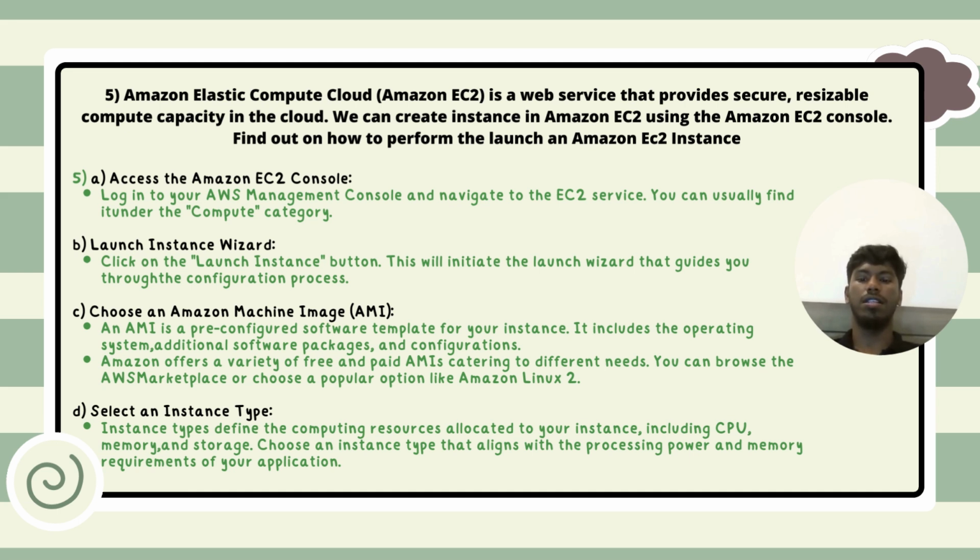Next step is Launch Instance Wizard. Click on the Launch Instance button. This will initiate the launch wizard that guides you through the configuration process. Next is choose an Amazon Machine Image, AMI. An AMI is a pre-configured software template for your instance. It includes the operating system, additional software packages, and configurations. Amazon offers a variety of free and paid AMIs catering to different needs. You can browse the AWS marketplace or choose a popular option like Amazon Linux 2.